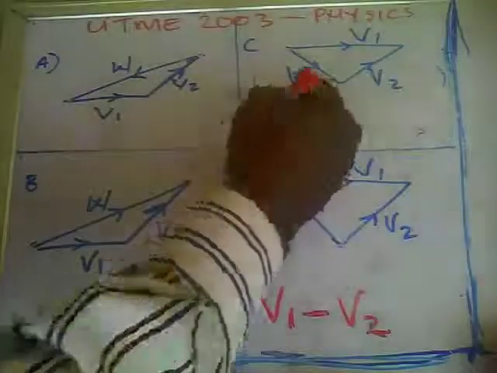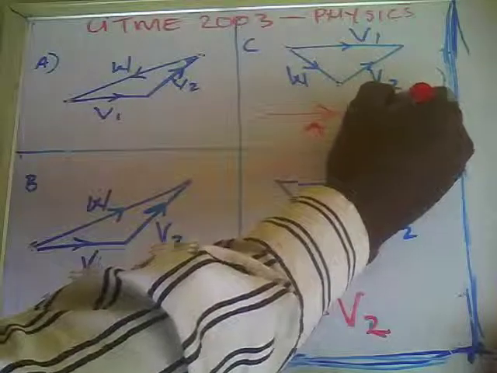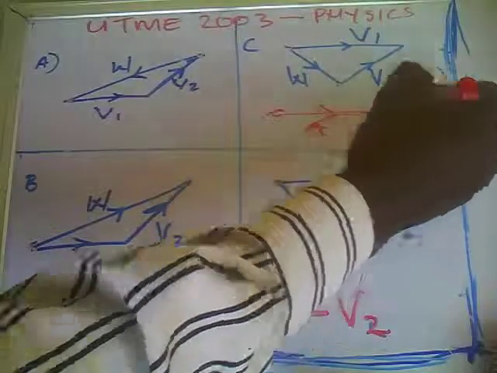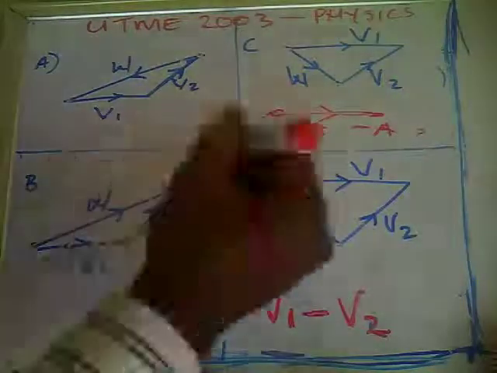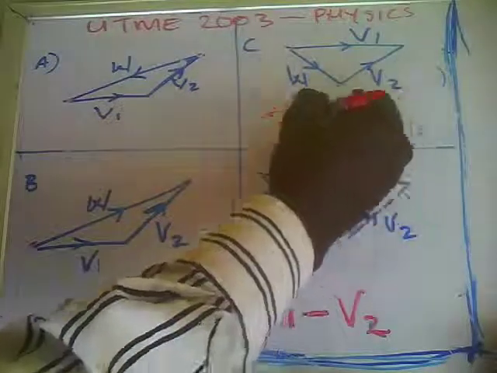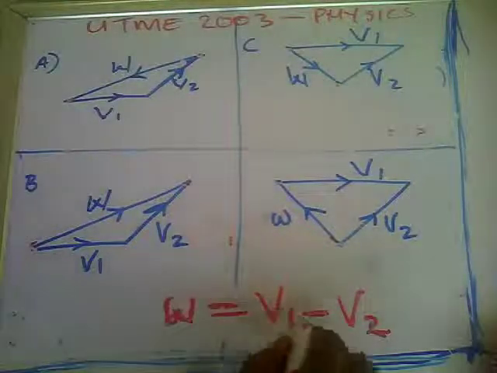So when we have A this way, we are going from here to this place. Then when we move from here to this place, that becomes minus A. We move from head to tail, that is minus A. We move from tail to head, that is plus A. So which of them represents W equals V1 minus V2?